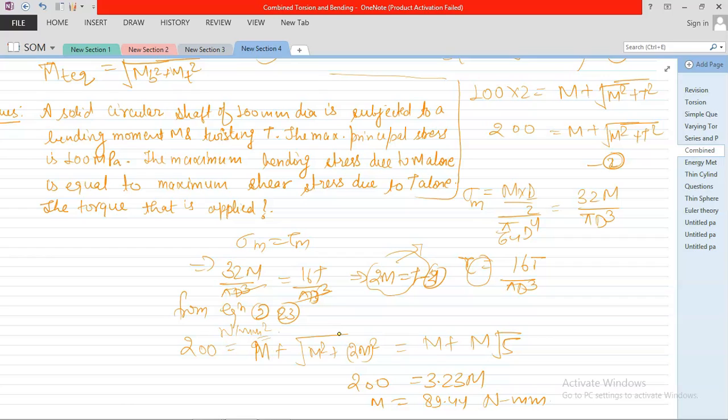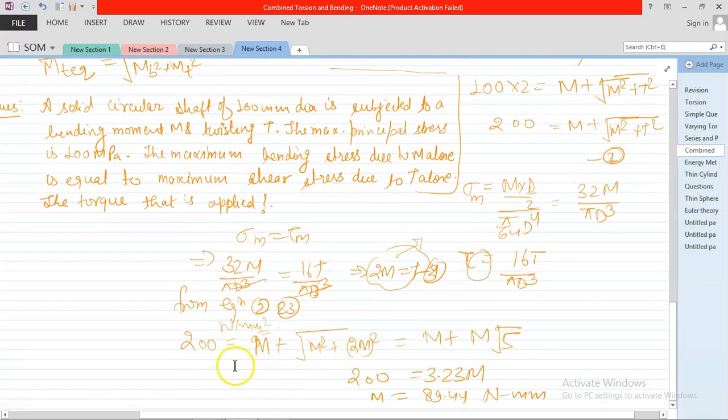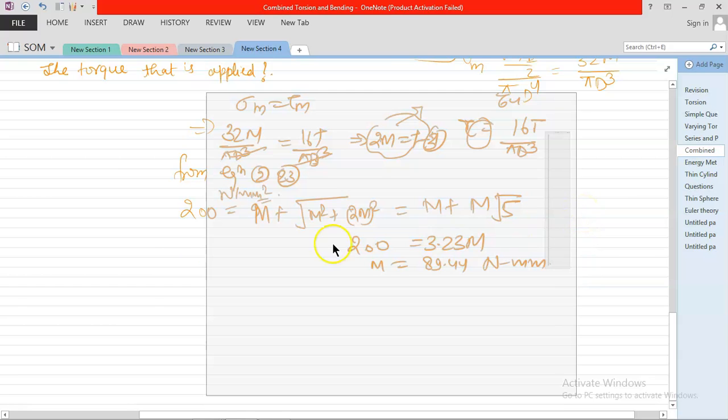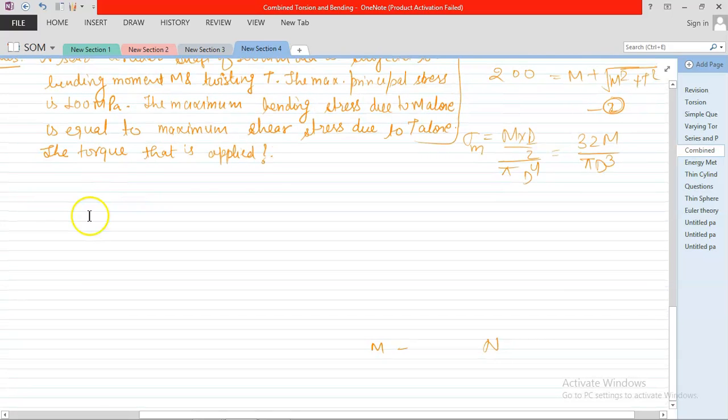Something is missing. Let me see whether anything is missing or not. Now what is the value of your... oh sorry, there is a slight error. Sorry, this is the value of Mt. This is not equal to 1 by 2. Okay, let me solve it again.